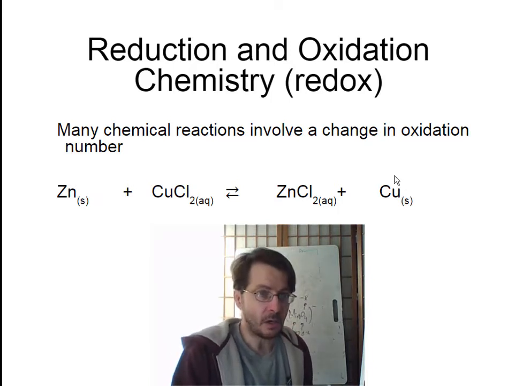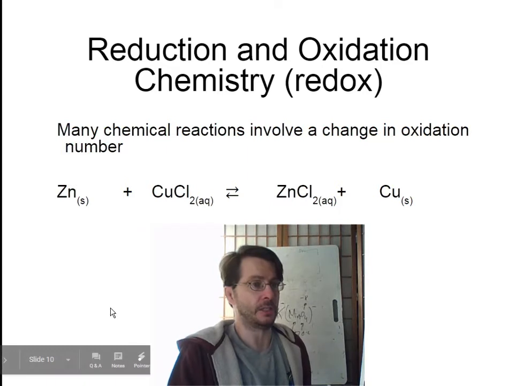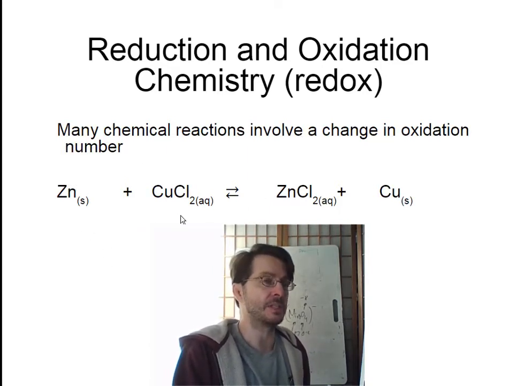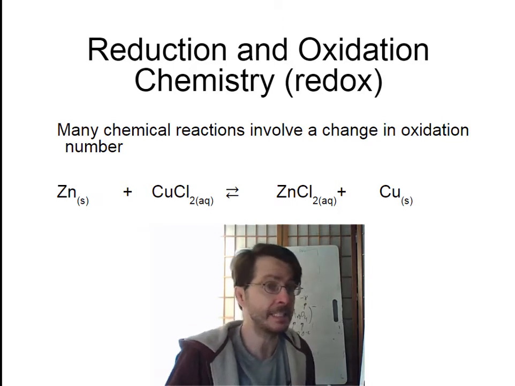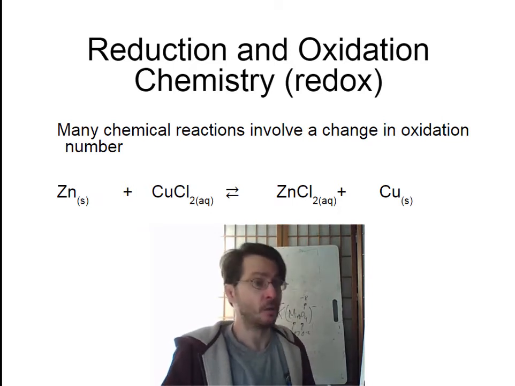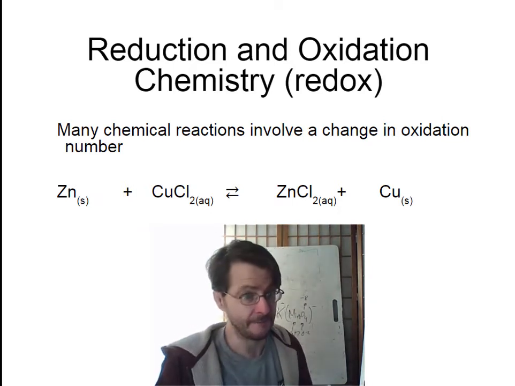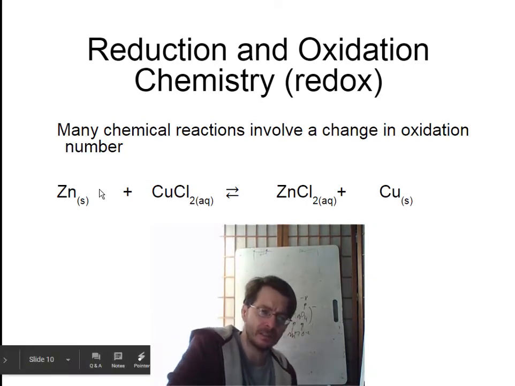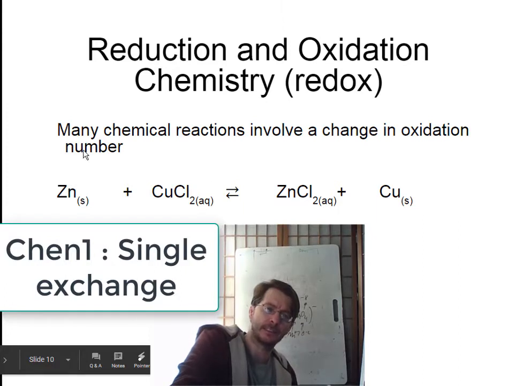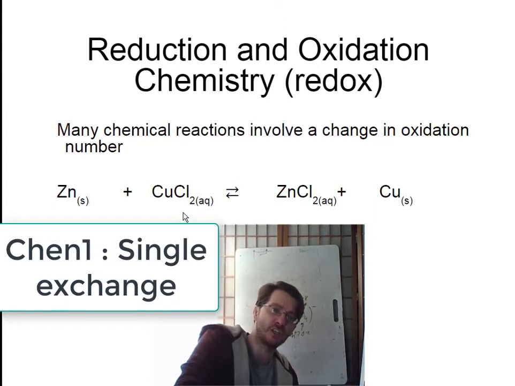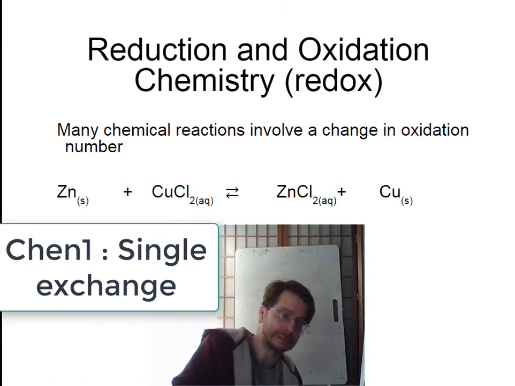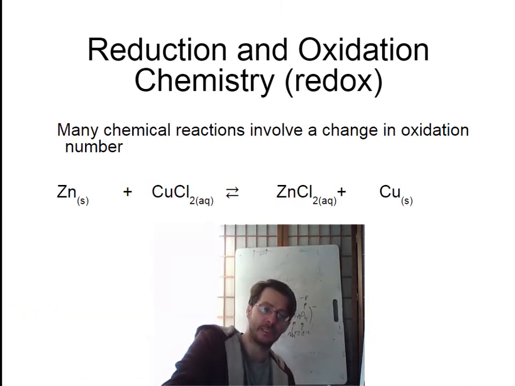All right. So these are redox reactions. Right? The zinc is changing oxidation number, the copper is changing oxidation number. The chlorine is not changing oxidation number. The chlorine is just there. Now, if you remember, these are single exchange reactions. This is a single exchange where one element is exchanged for another in a compound. Many of those are redox reactions, and so it's something to think about when you see them.